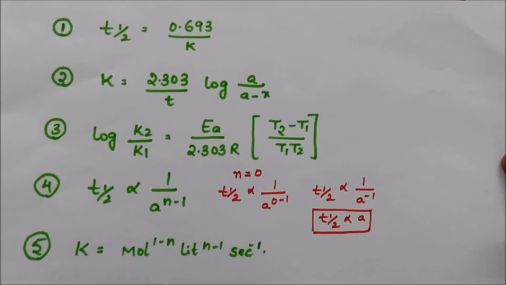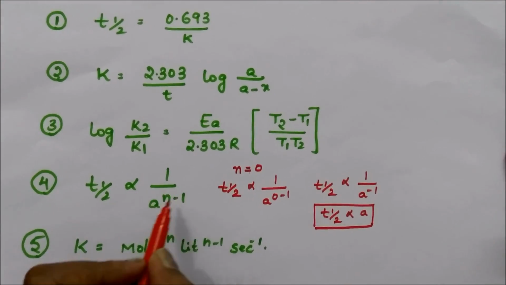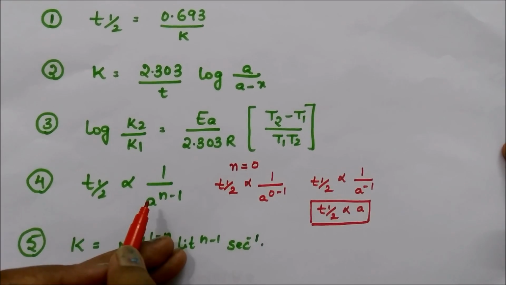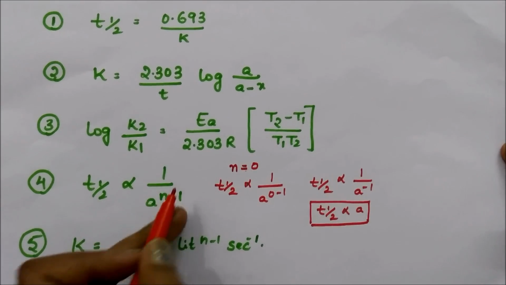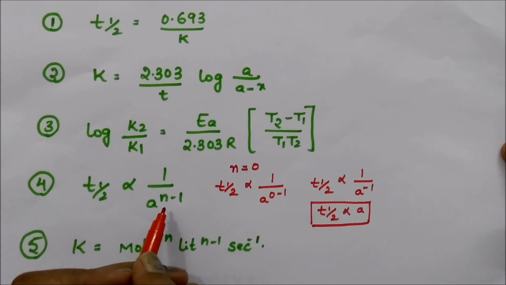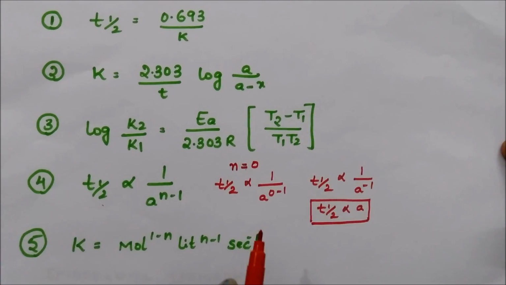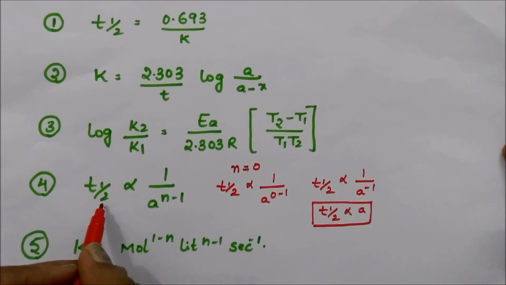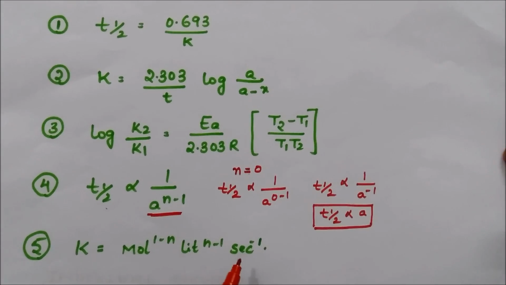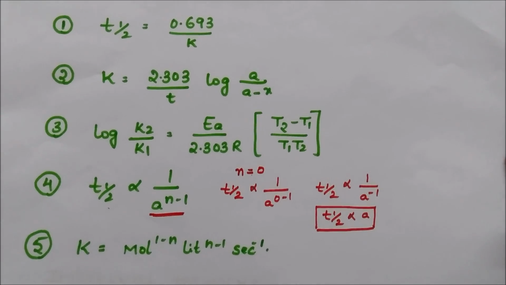Suppose if they are asking for first order, how to do, students? Substitute n equal to 1, A to the power of 1 minus 1, then it is 0. There is no constant, A to the power of 0 is 1. Means if initial concentration of the reactant gets doubled, then T half does not change, because T half of a first order reaction does not depend upon the initial concentration of the reactants.